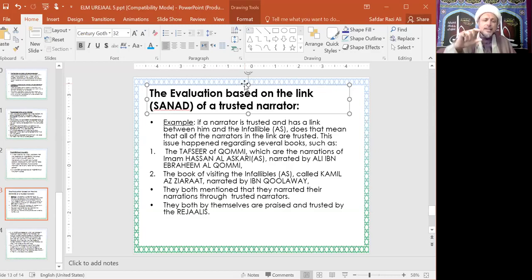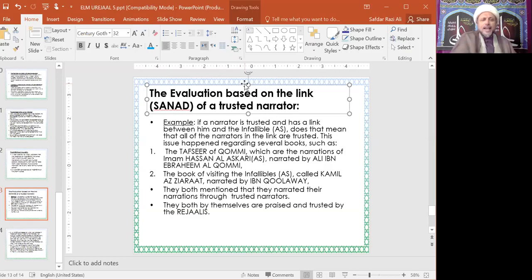So there are three things: the link of Ali ibn Ibrahim al-Qummi in the Tafsir of Imam Hassan Askari, the link of Kamil al-Ziyarat by Ibn Qawlaway, and then Sheikh al-Mufid in the moon sighting issue. They both mentioned that they had narrated their narrations through trusted narrators. They themselves are praised and trusted by the Rijalis. So what does that mean?